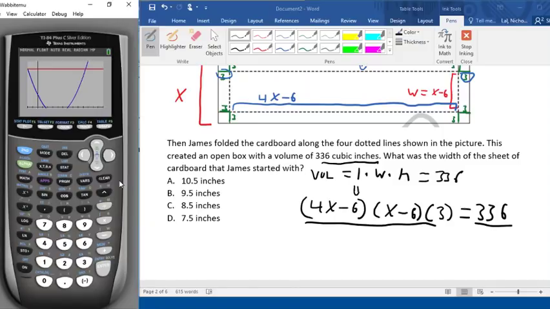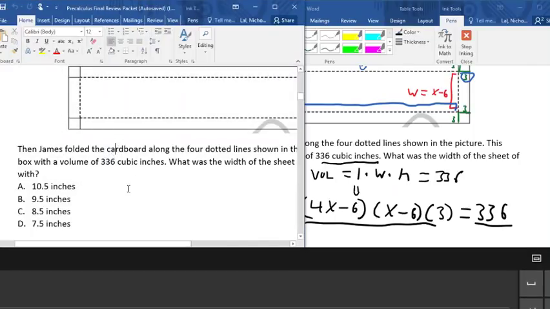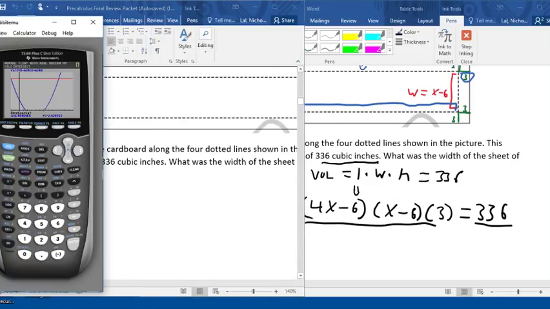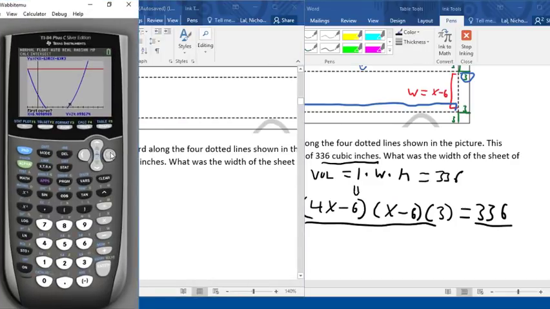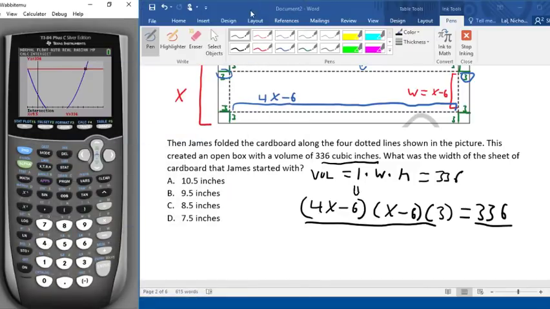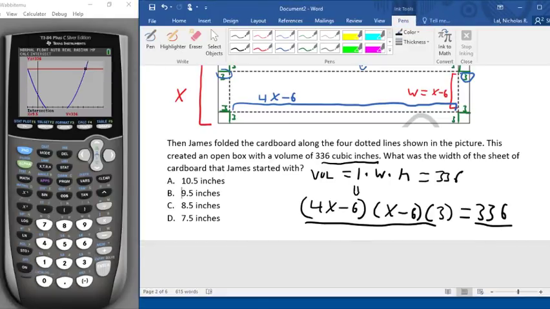And we should see, when we calculate the intersection, that we're going to go to Calc, Intersect, the first curve. Sorry about that. The first curve is the blue curve. The second curve is the red curve. And our best guess is the intersection of the two curves when x is a positive length. So the intersection is when x is 9.5 and y is 336. So the correct answer is B, 9.5 inches.